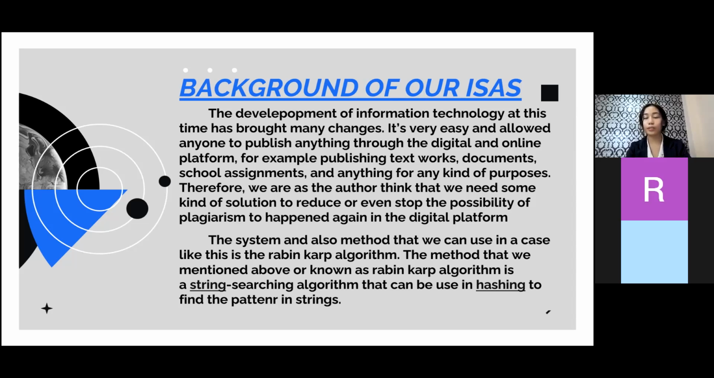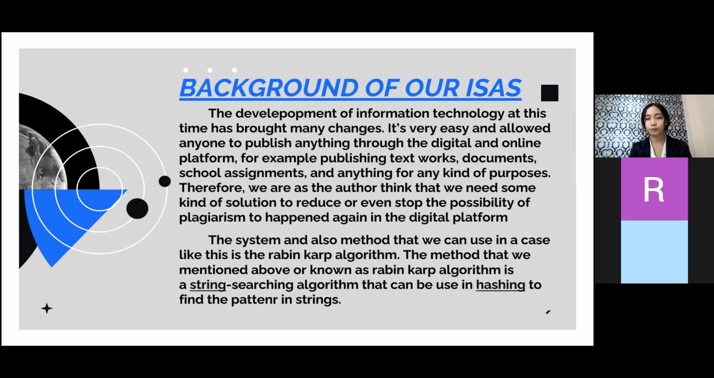Therefore, we, as the authors, think that we need some kind of solution to reduce or even stop the possibility of plagiarism happening again and again on digital platforms. The system and also the method that we can use in a case like this, and also for solving the problem of the occurrence of plagiarism, is the Rabin-Karp algorithm. The method that we mentioned above, known as the Rabin-Karp algorithm, is a string searching algorithm that can be used in hashing to find a pattern in strings.